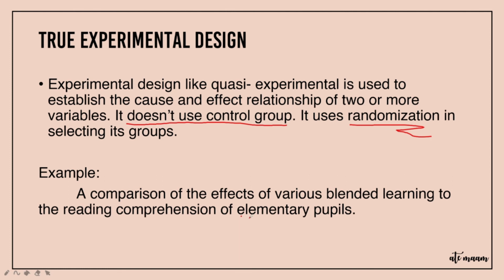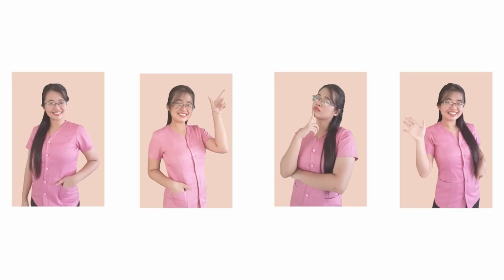Kasi in here, we want to compare the effects of various blended learning to the reading comprehension of elementary pupils. Hindi ka pwedeng pumili lang ng isang grupo ng mga elementary pupils. Paano kung pipiliin ko yung nasa SPED, yung mga higher learning or mga advanced na bata? Siyempre, mas mataas na yung reading comprehension nila compare sa mga hindi SPED students. And here, to prevent biased decision, the selection of the elementary pupils should be in random para hindi siya bias.